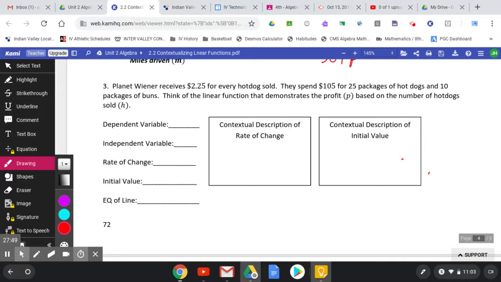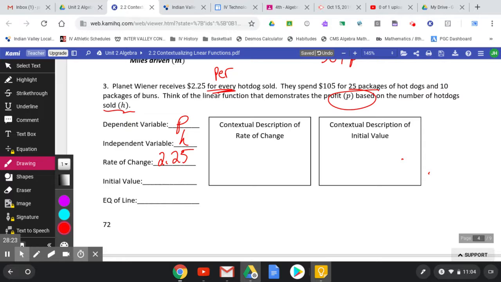Nick? Well, I don't have a function, but I know the dependent. Go ahead. Good. P is based on H, so I know my independent and dependent. Austin? Rate of change is most definitely $2.25. That's how much I get per hot dog, right? I know it says for every, but that's just another way of saying per, right? The per helps us remember our rate of change.